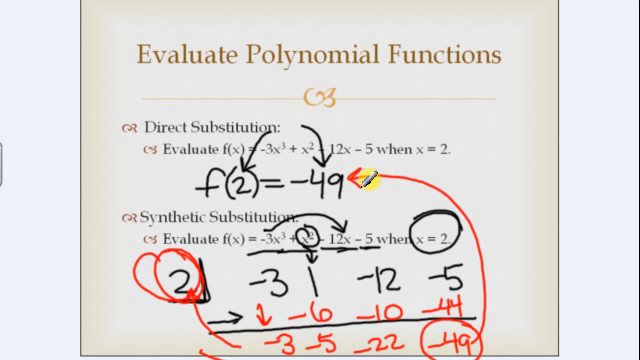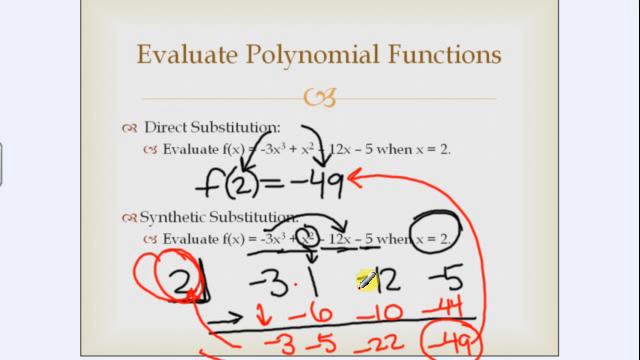So let's go over this again. With synthetic substitution, we first write the coefficients, -3, 1, -12, -5, and put in zeros for any missing coefficients, or even if I didn't have a constant term, I'd need to put in a 0 for the constant term. Then the value of x will go off to the side. That's the number I'll always multiply by.